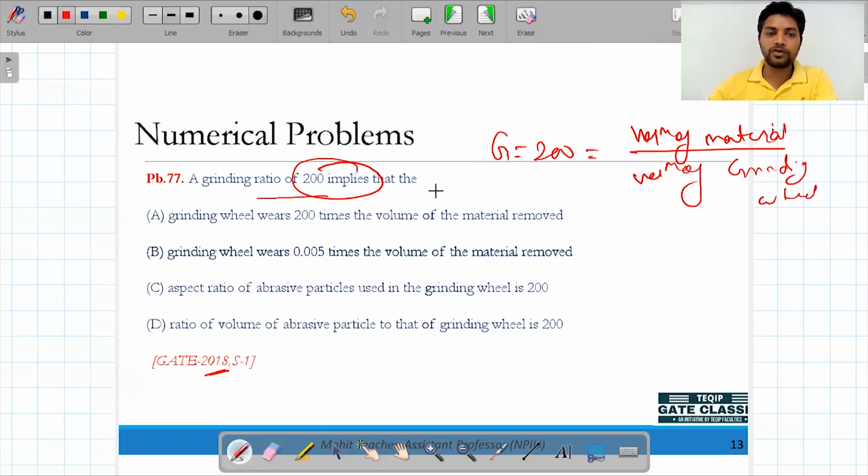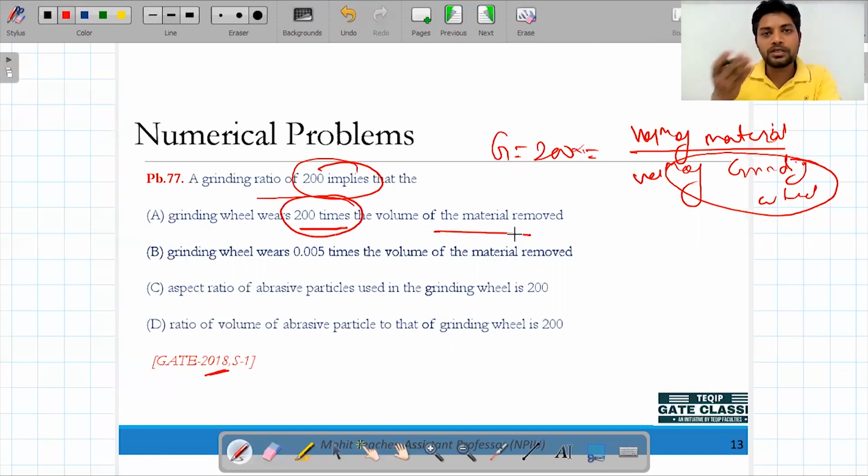The first option is the wheel wears 200 times, that is, the grinding wheel wears 200 times the volume of the material. No, this cannot be possible, this is just the opposite. If your grinding wheel were wearing out 200 times, then why would we use it? Let's look at C and D first.